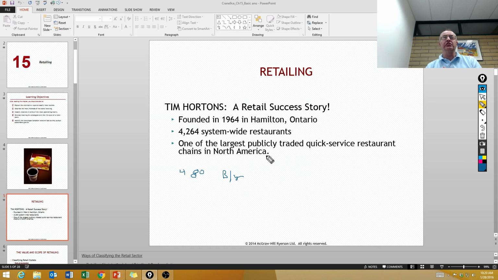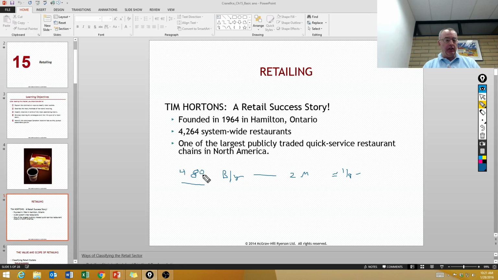Okay, so it also says that in the retail sector in Canada, retailing employs about 2 million people, and that accounts for about 1/8 of all the jobs in Canada. So I say to myself, how big is 480 billion?